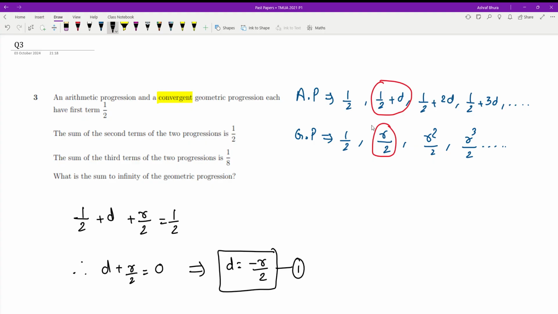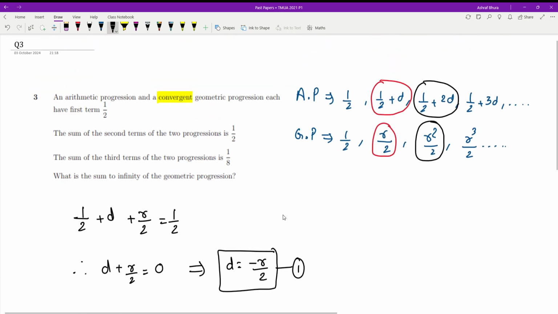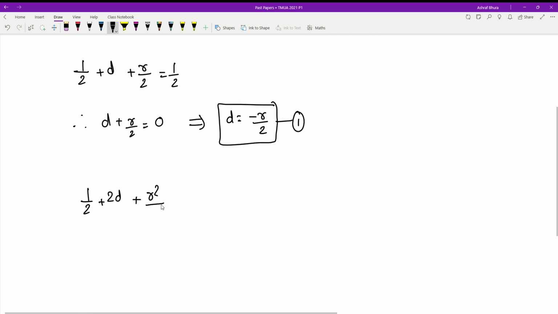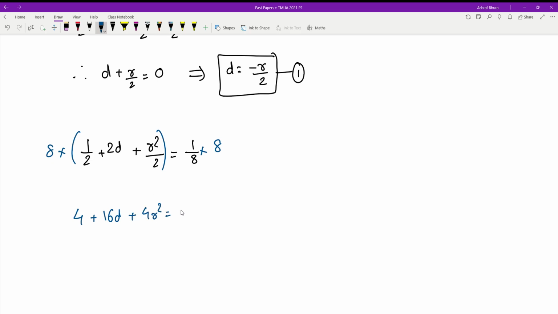Now second, we have the sum of the third terms of the two progressions is 1/8. So the third term is this one and this one. Writing it, 1/2 + 2d plus r²/2 is equal to 1/8. Multiplying the entire equation by 8, what do we get? Multiplying by 8 over here and by 8 over here, this becomes 4 + 16d + 4r² equals 1.